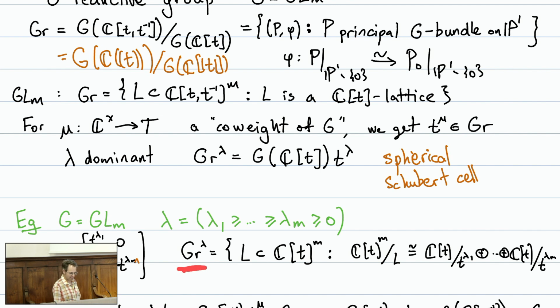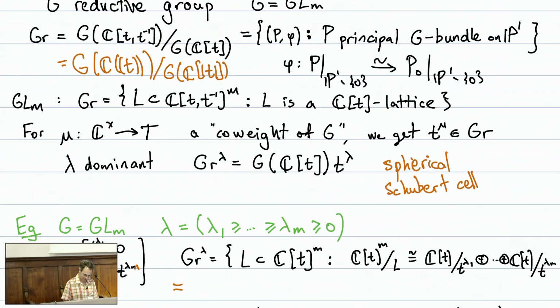Then Gr lambda, no bar, is the set of all these lattices that are actually already contained in what's called the standard lattice, C[[t]] to the m. And moreover, if I take the quotient of C[[t]] to the m by L, it is isomorphic as a C[t]-module to this thing on the right. Another way of saying it is that this quotient retains an action of the linear operator t, and t has Jordan blocks of size lambda 1 up to lambda m.